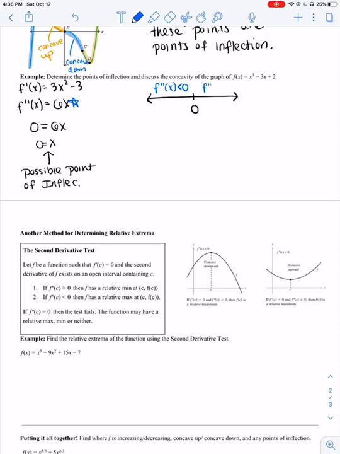Versus over here, f double prime of x is going to be greater than 0. If you plug in a number like 1, you get +6. If you plug in 2, you get +12. It's positive. So what does this tell us? If f double prime of x is less than 0, that information tells us that f is concave down.